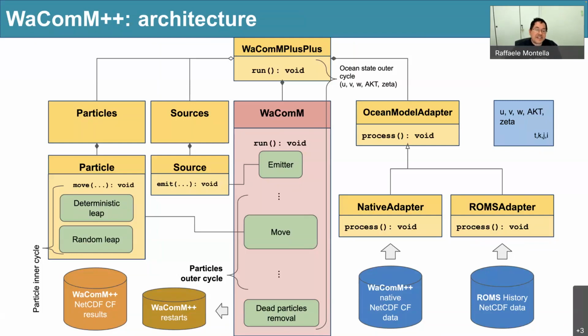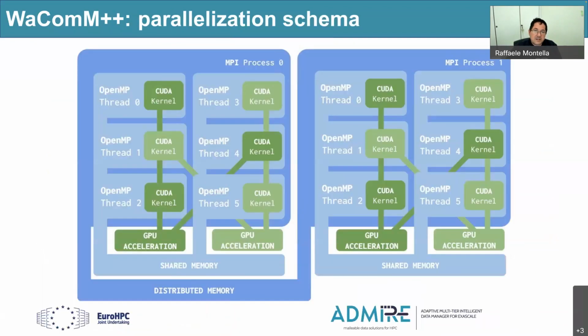Finally, at the end of each particle's outer cycle, the results are collected, the number of particles are counted for each domain cell, and finally the concentration is computed. This is a simplified parallelization schema.